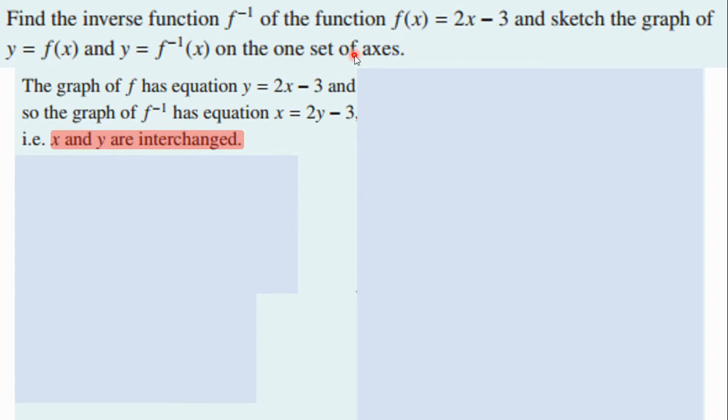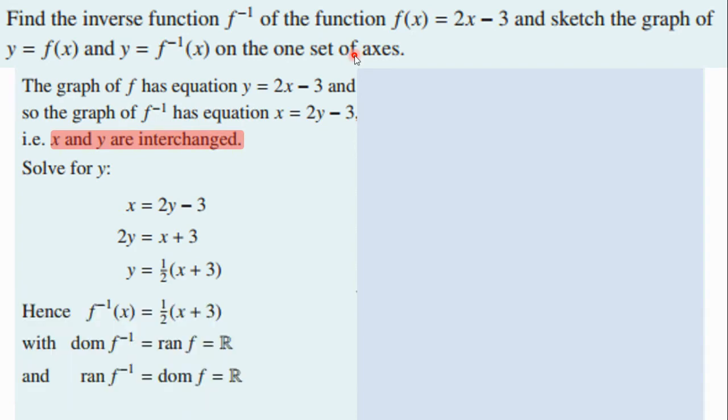It's not as simple as that. We have to do some rearranging. So when we have x equals 2y minus 3, we have to rearrange that. We add 3 to both sides, divide by 2, so we get the function y equals half x plus 3. Now we've just got to check our domain and our ranges. Because the original function has a range of f, the domain is f as well. But we'll look at some later on where that isn't the case.